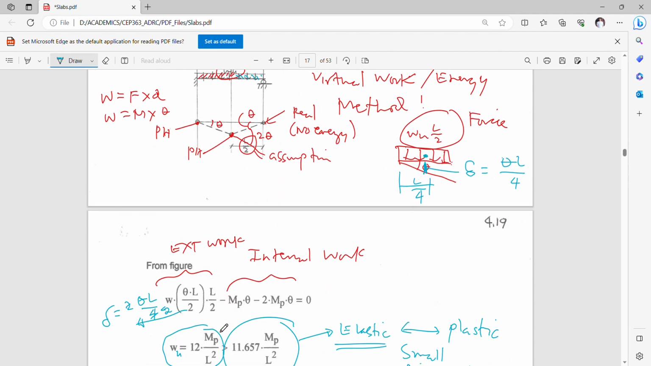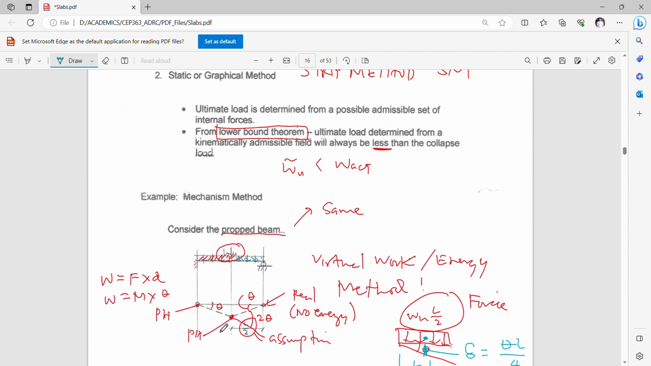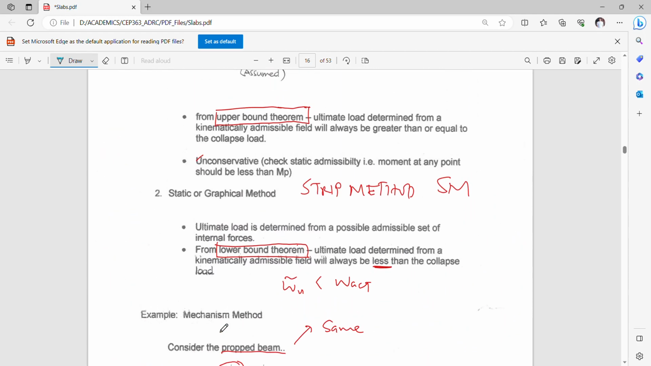For the graphical method, we will go straight to the strip method later to enlighten you on the procedures on how to deal with this lower bound theorem principle.